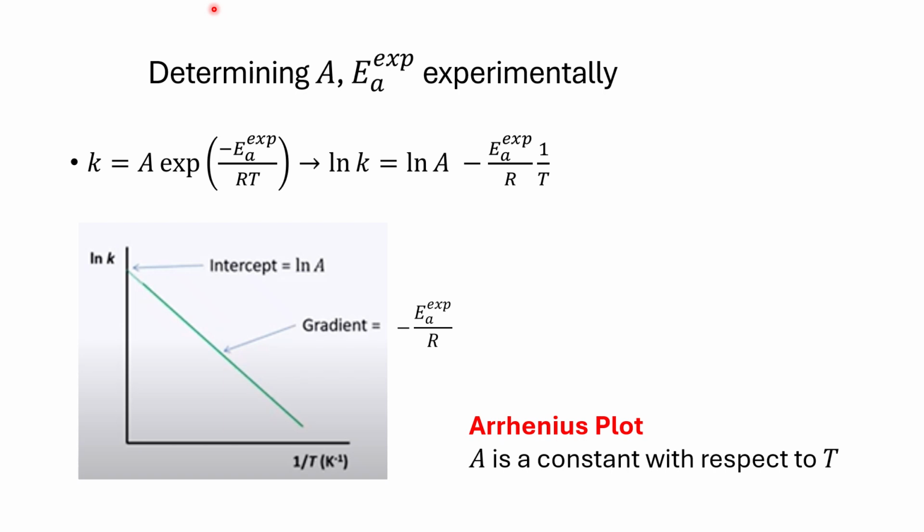Therefore, by plotting ln k versus 1 over T, we will be able to obtain a straight line with the slope equal to negative activation energy divided by R. So this enables a simple way for the determination of the activation energy from values of the rate constant observed at different temperatures.